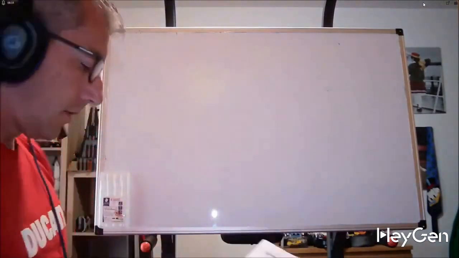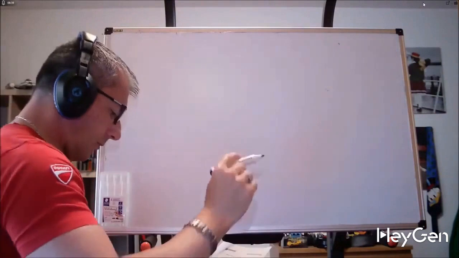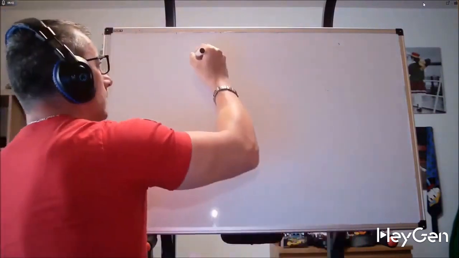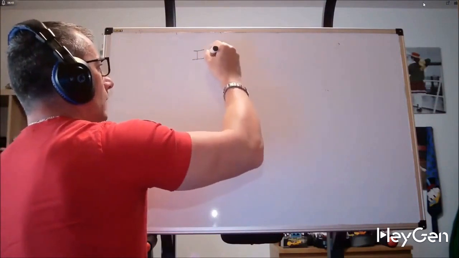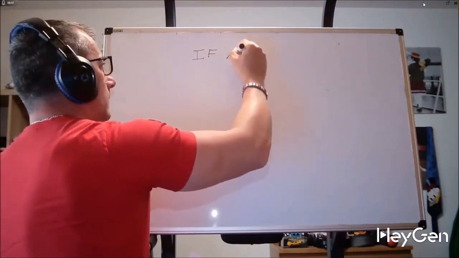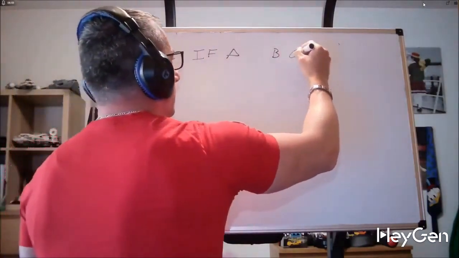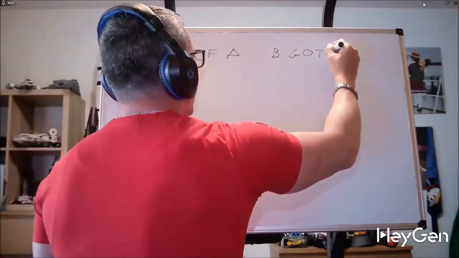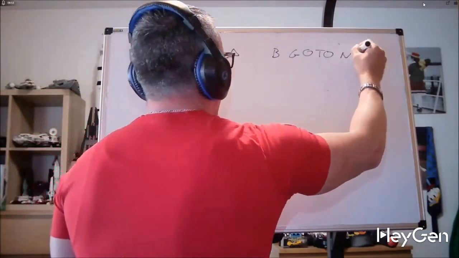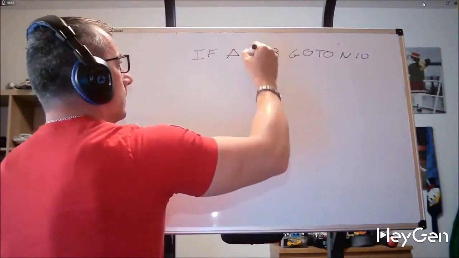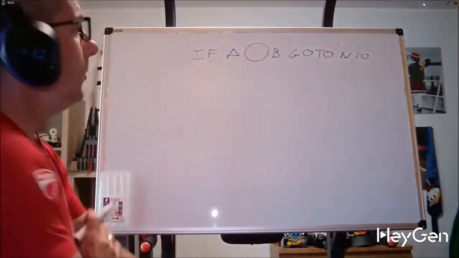Conditional jump, something like this. If A equals B, go to 10, and here we need to put something. A and B are 2 variables. If A equals B, I go to block 10, otherwise I continue reading.